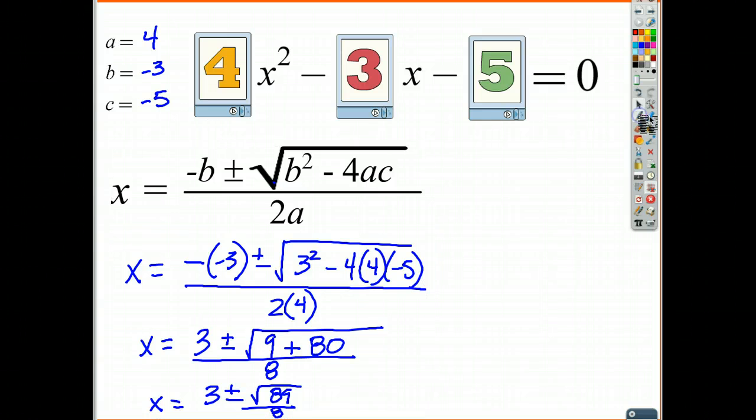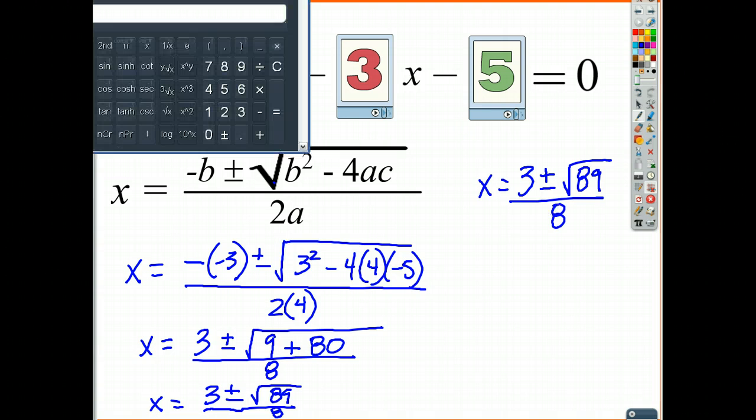Okay, and let's do this. We'll rewrite it. x is equal to 3 plus or minus the square root of 89, and this whole thing is over 8. What I should have done here is put it all over 8. All right, now I'm going to use a calculator.